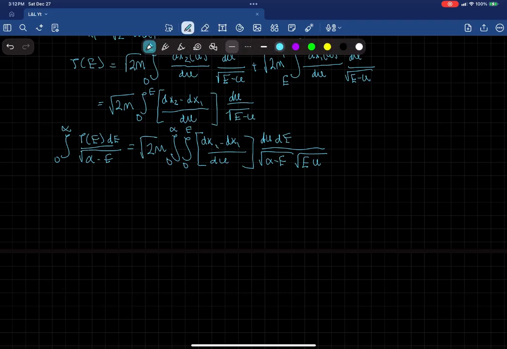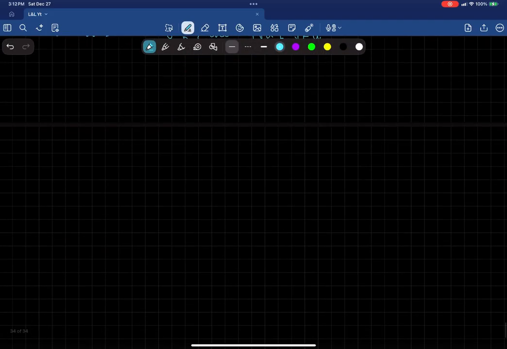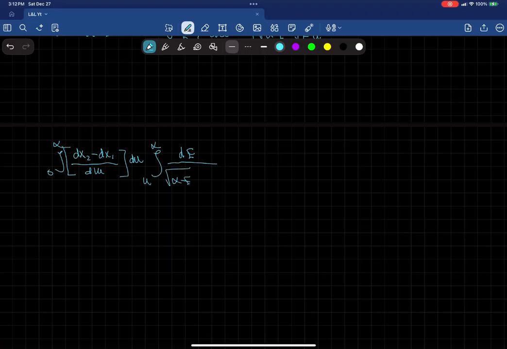We can see this by, actually, let me change the order of integration first so this makes a little more sense. This can also be written as two separate integrals. Integral from 0 to alpha of dx2 minus dx1 over du times du, and the integral from u to alpha of dE over the square root of alpha minus E times the square root of E minus u.